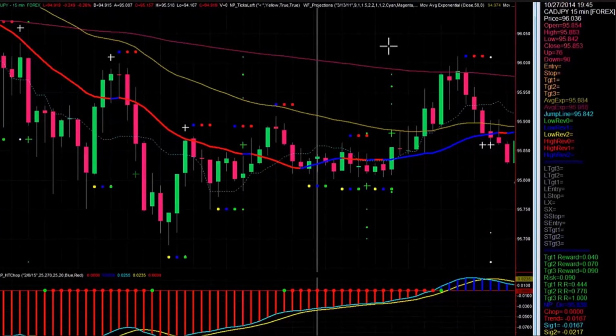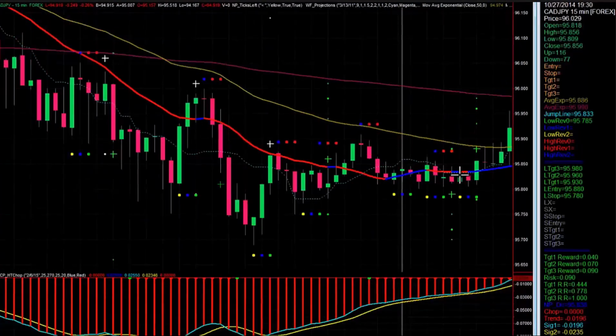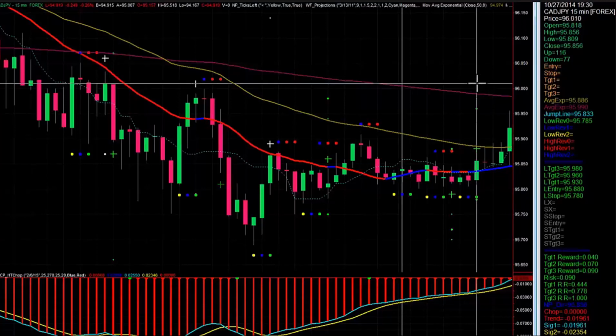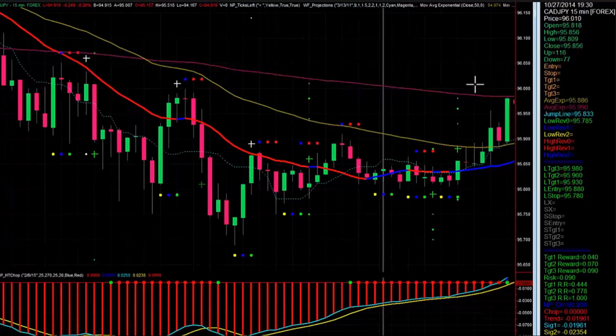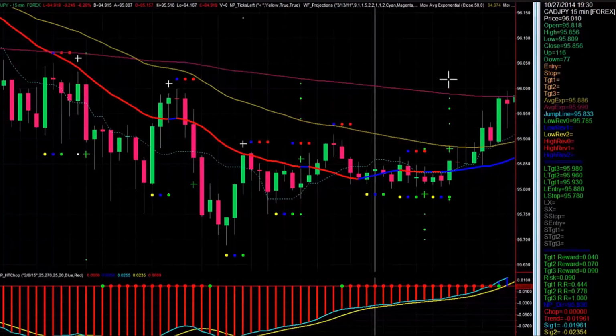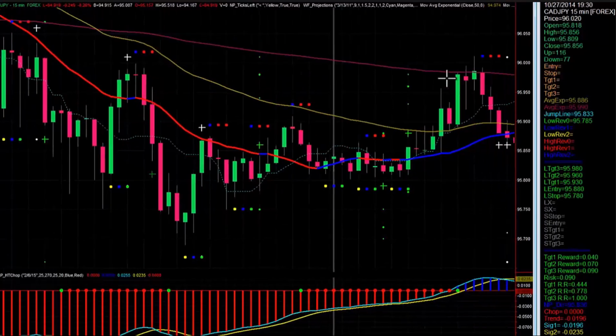October 28th. Markets open. Now you have a blue line. There's a long trade. 9 pips to the third target. Is it too small? Yeah, maybe. Or you just force it to 10 pips and then trail. You have a lot of flexibility once again.